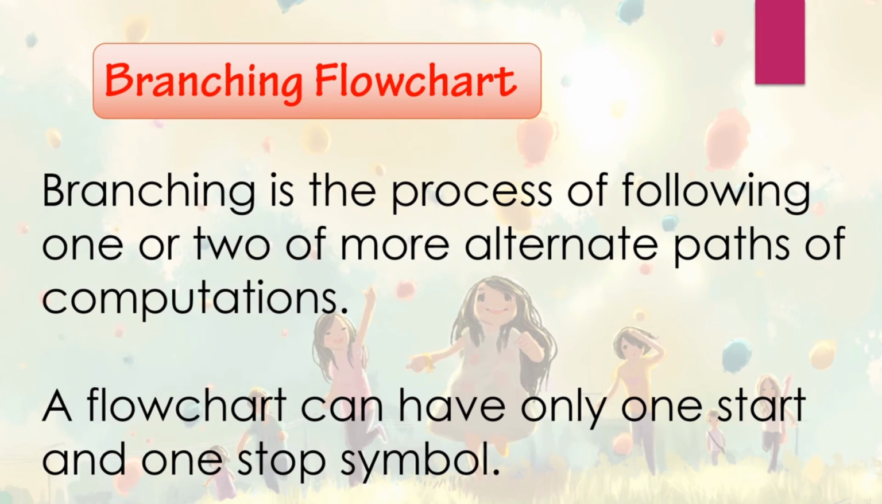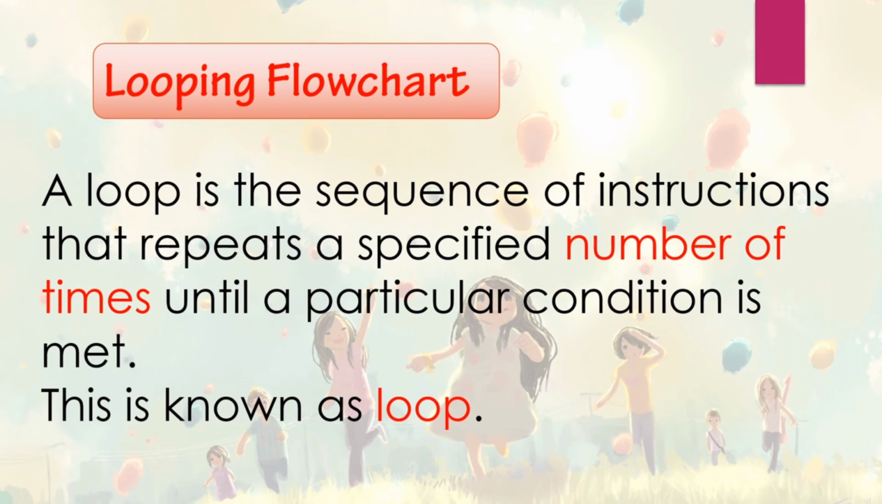Branching flowchart. Branching is the process of following one or two or more alternate paths of computations. A flowchart can have only one start and stop symbol. Looping flowchart. A loop is the sequence of instructions that repeats a specified number of times until a particular condition is met. This is known as loop.